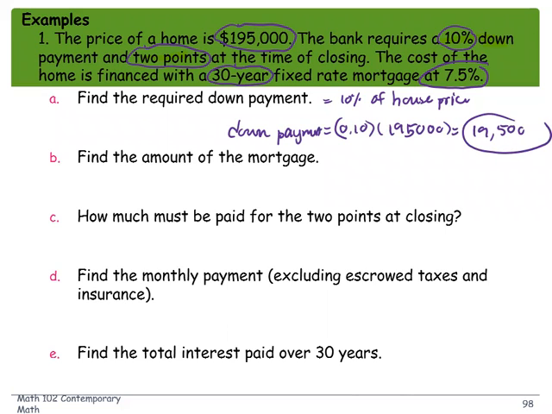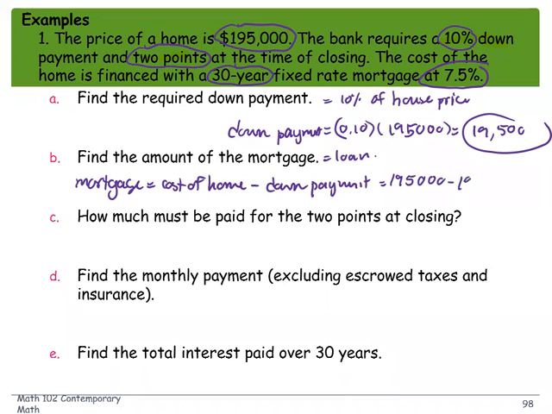And the next part, we're going to find the amount of the mortgage, which is the amount of the loan. So the mortgage equals the cost of the home subtracted by the down payment. We get the mortgage from $195,000 subtracted by $19,500, and the mortgage, which is the loan for this problem, is $175,500. And this is the loan.